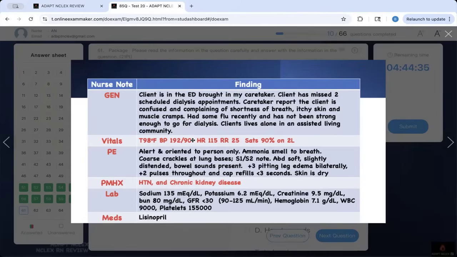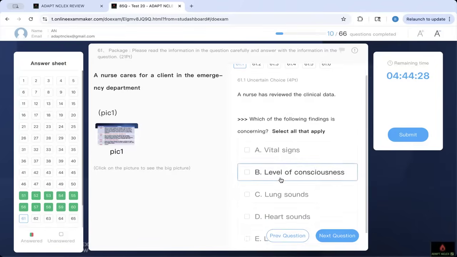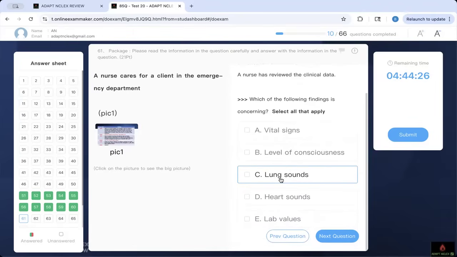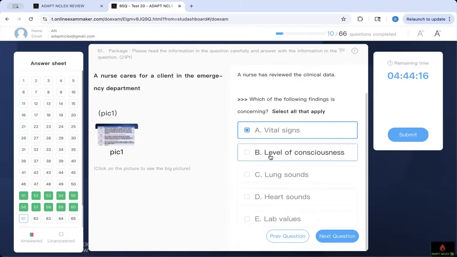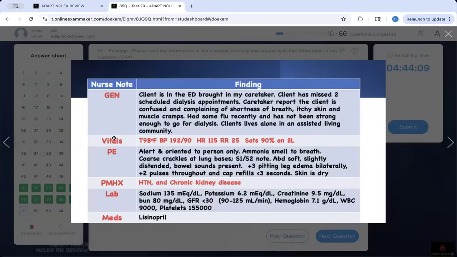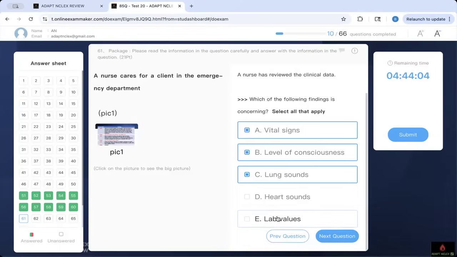He takes lisinopril. I try to summarize all the things so that you know that these are consistent with somebody with a renal failure. Therefore, what do you think? Which of the following findings is concerning? Based on what I've given you, which one is concerning? Think about it. His vitals are not good. The level of consciousness is not good. His lung sounds, I don't like them. His heart sounds were normal. If you look at his heart sounds, it's very normal. S1, S2 is noted, but his labs are abnormal. Those are the ones we worry about.